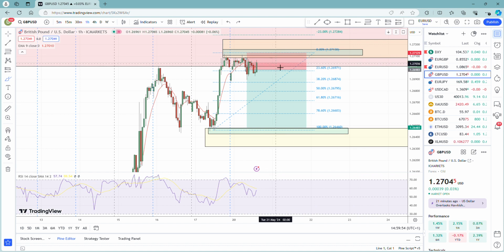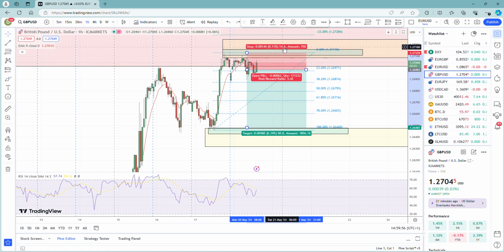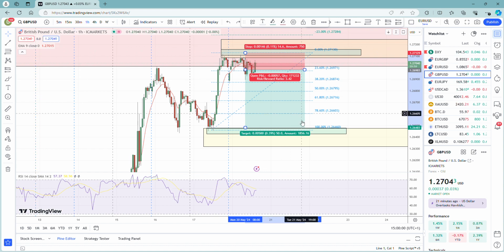Even if I lose 15 pips, I'm comfortable losing 15 pips. That's where risk reward management comes in. I'm risking 15 pips to win 50. So if I was trading £10 a pip, I'm risking £1,500 to make £5,000.